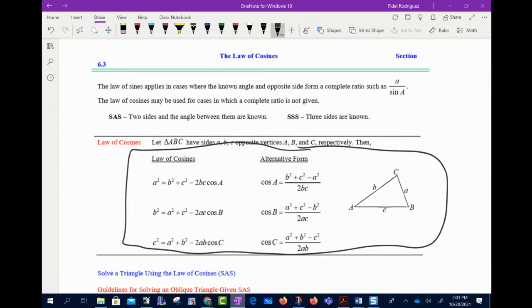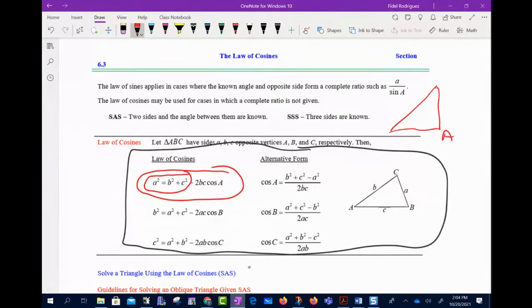Okay. So let me ask you all a question. Look at this one right here. What does this part right here look like to y'all? Pythagorean theorem, right? Remember the Pythagorean theorem back in geometry? A squared plus b squared equals c squared. So the Pythagorean theorem is just a special case of the law of cosines.